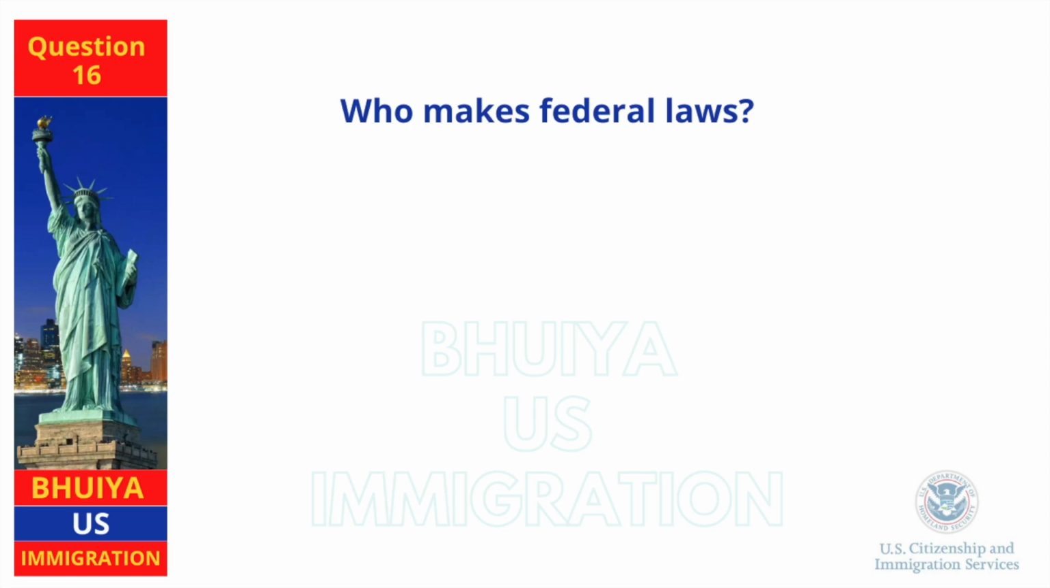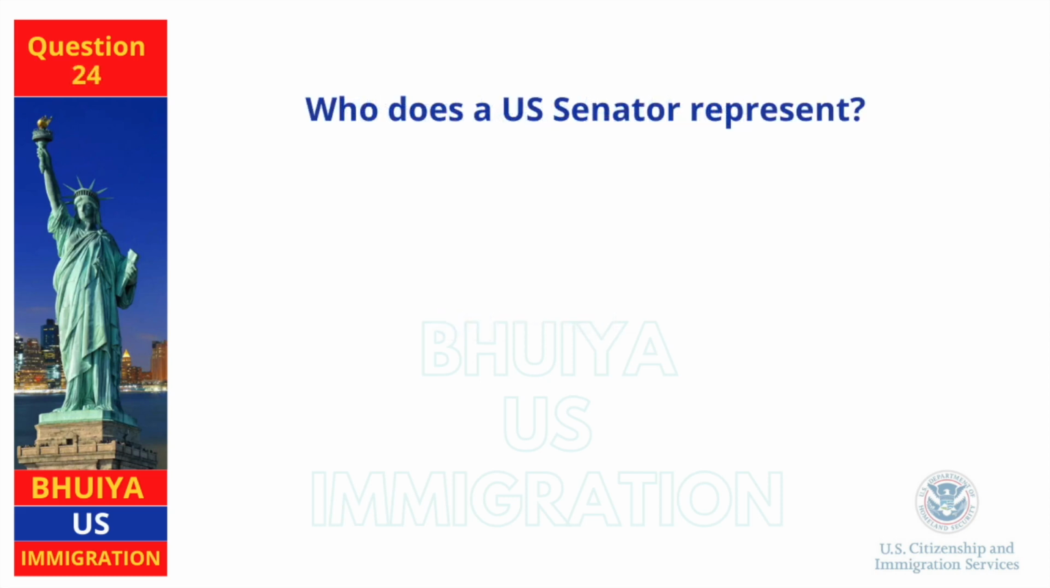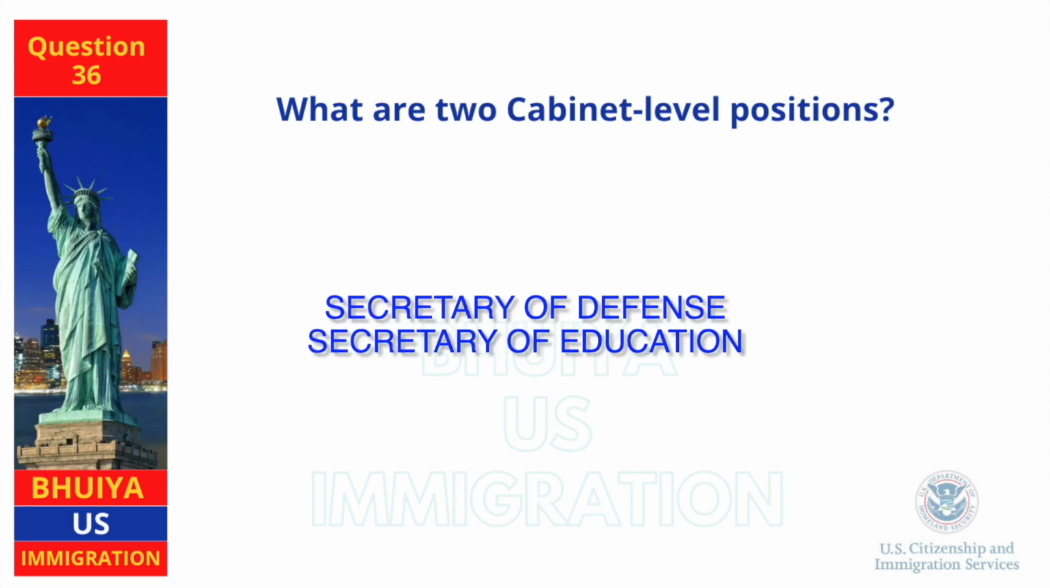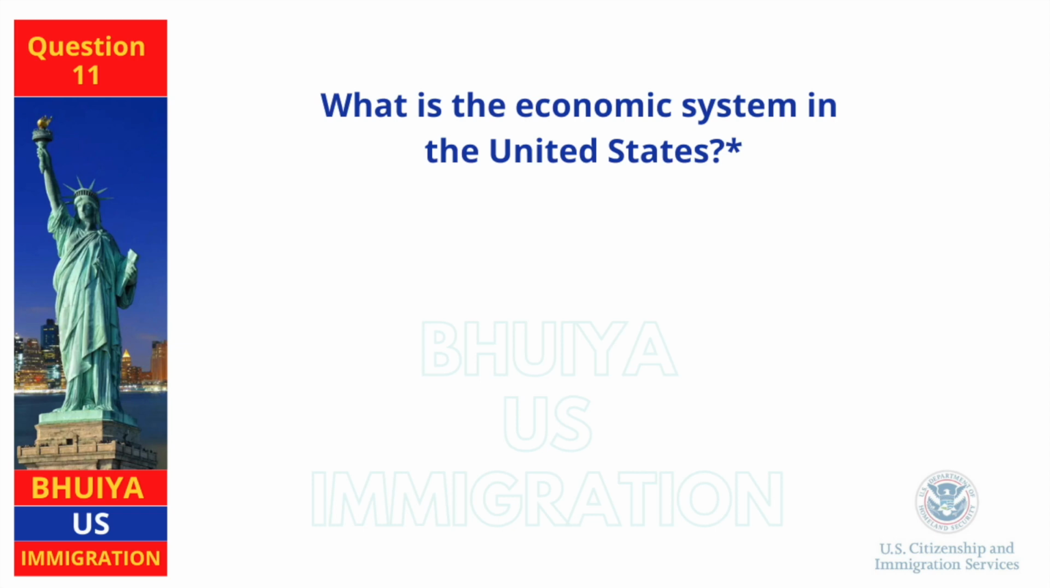Who makes federal laws? Congress. Who does a US senator represent? All people of the state. What are two cabinet level positions? Secretary of Defense, Secretary of Education. What is the economic system in the United States? Market economy.